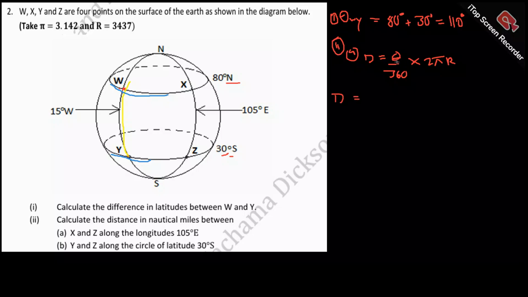I know how to find the difference. X, Z, they're in longitudes, so I'm going to use the latitudes. That is 80 plus 30, the same thing that we did here. So the difference between this point and this point is equal to the difference between this point and this point. So we get 110 divided by 360, multiplied by 2, by 3.142, multiplied by the radius 3,437.